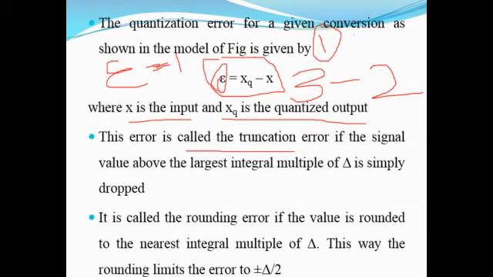The main thing we have to follow is that we should not consider a truncation error. Instead, we have to go with a rounding error. If we round to the nearest value, the error can be reduced. Delta by 2, plus or minus delta by 2, is the limit of the error which can be observed during rounding. So whenever we go with the rounding process for any operation, the error is minimized.